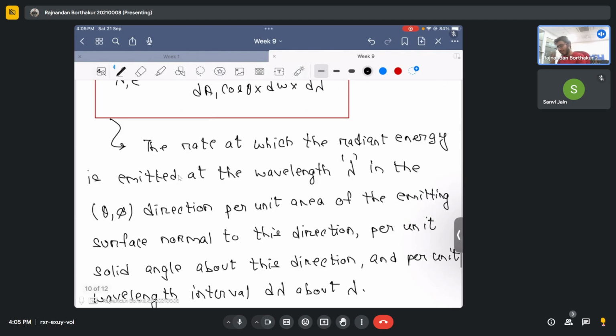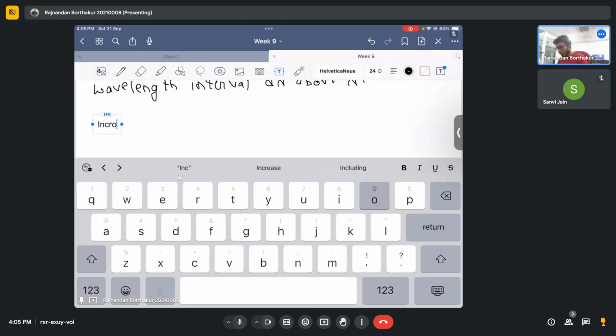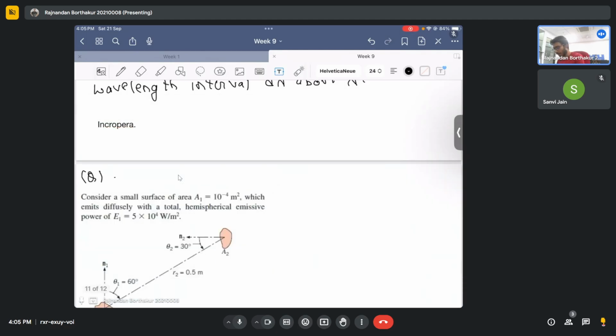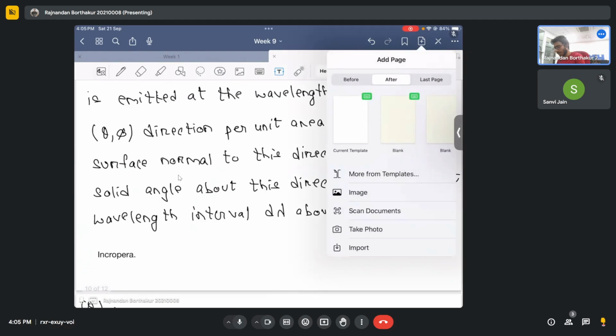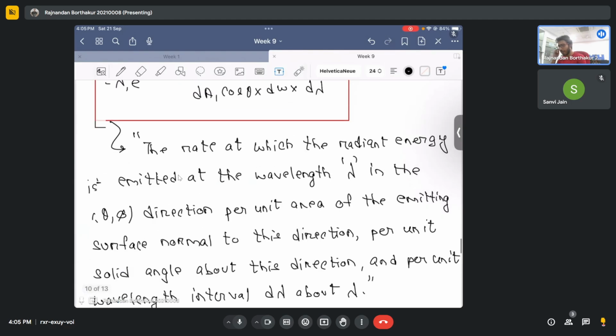It's a big definition actually, and this is typically how the intensity of radiation is defined. I have taken this definition from the book of Incropera, so you can easily find this in the textbook of Incropera. So let's have a look at it. It says that the spectral intensity of emitted radiation is defined by I lambda,e.